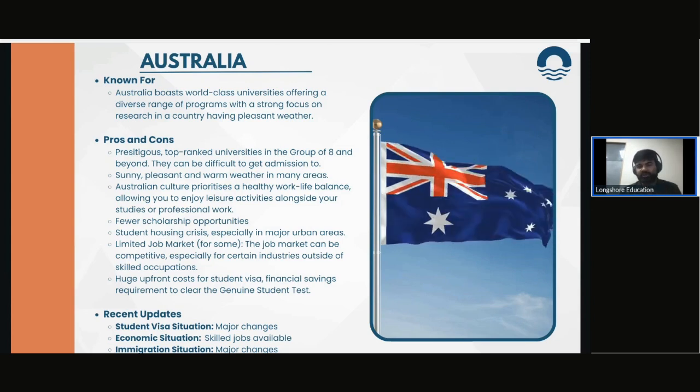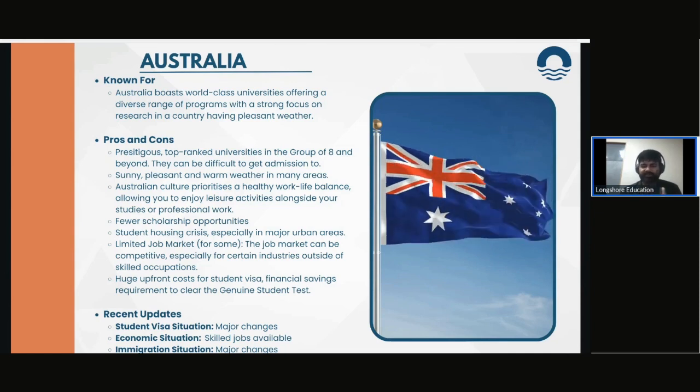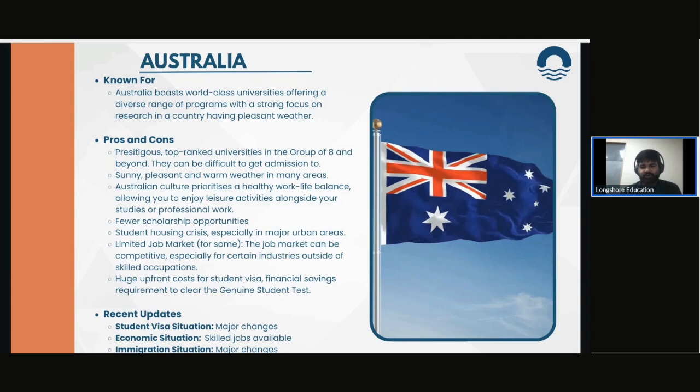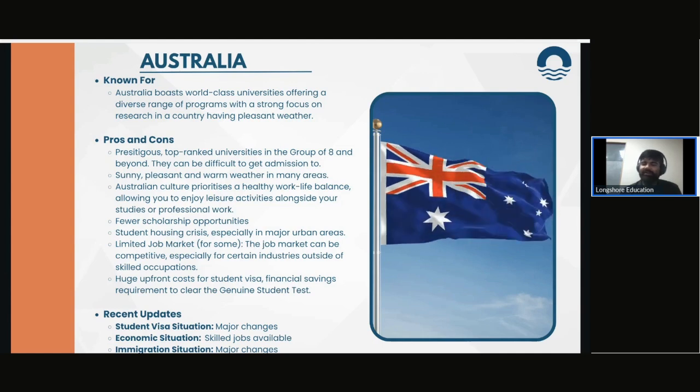When it comes to academic rigor and career preparation, Australia is pretty good. It has completely revamped the student visa situation from a genuine temporary entrance scheme to a genuine student test, and the postgraduate visa has also been revamped. The amount that you needed to show, just about a year ago, was 19,000 Australian dollars. Now it was increased to about 21,000 Australian dollars in October 2022, and then increased again to 29,000 Australian dollars in May.